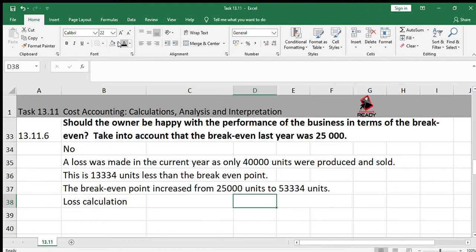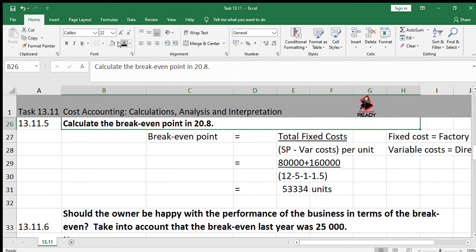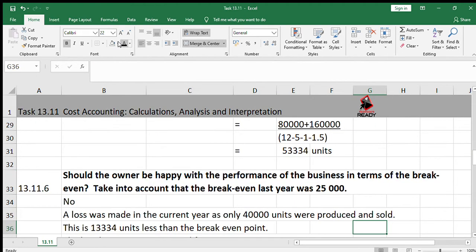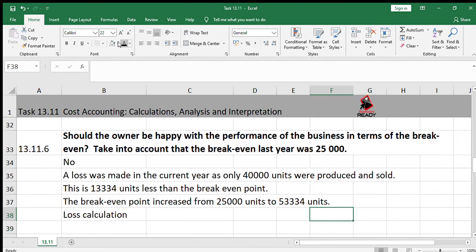We take the number of units which was less than the break-even point, 13,334. And we multiply it by the bottom part of the break-even calculation. So just 12 minus 5 minus 1 minus 1.5, you calculate that answer. And that's what we're going to multiply by. So basically, this is the calculation from the bottom. And you get an answer of 450.